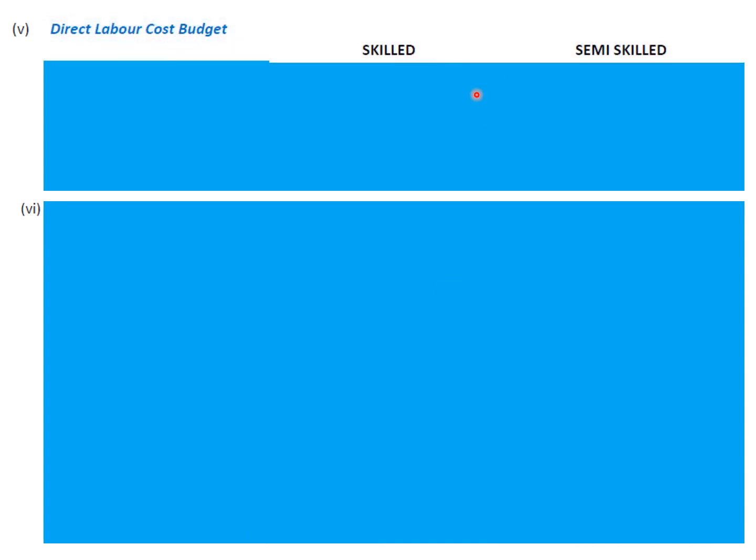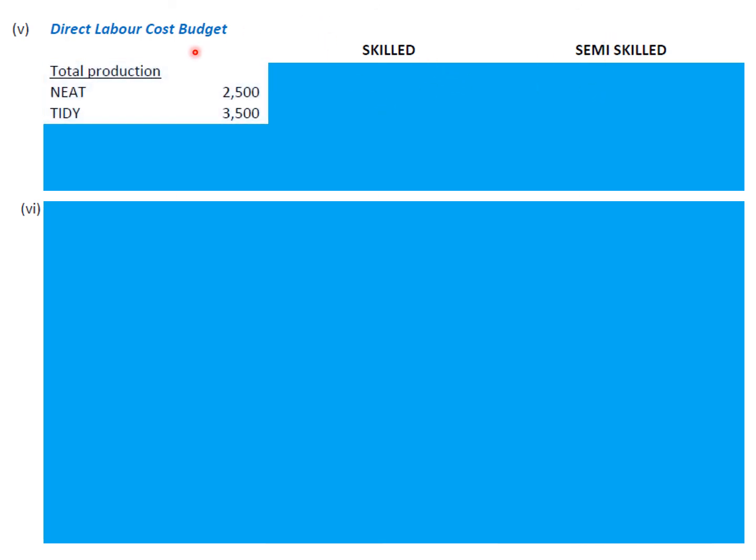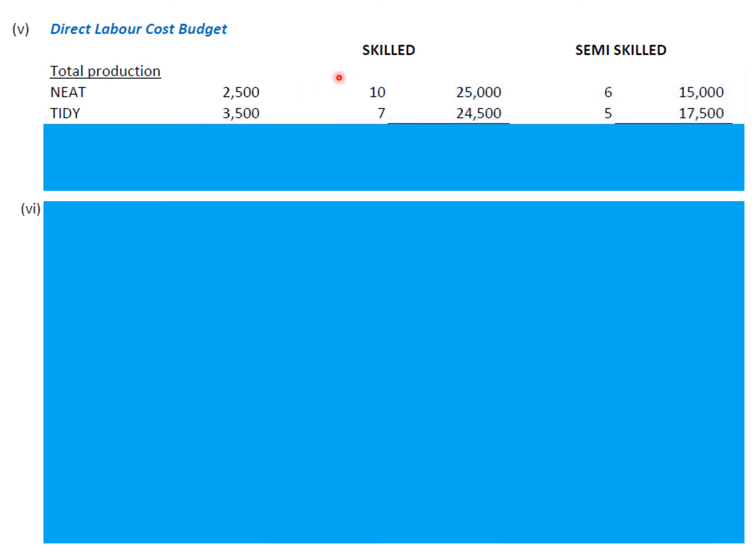Next, let's look at the direct labor cost budget. Dalam soalan dia minta. So we can start with this heading. And kita akan go by skill dengan semi-skill. Lepas tu kita akan start dengan the total production untuk neat and tidy. Lepas tu berapa jam diperlukan untuk skill untuk buat neat. Berapa jam untuk skill untuk buat tidy. Sama juga dengan semi-skill. So, yang ni 10 jam diperlukan.